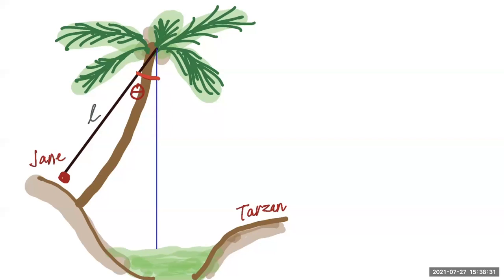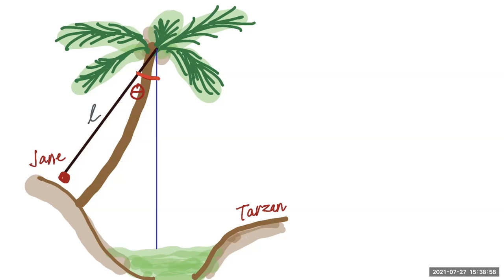Well, fortunately, she noticed there was a vine hanging down from the top of a coconut tree. The vine has length L. So she decides to take this vine and swing over to the other side so she doesn't have to swim in the river. Now the problem is, is the vine strong enough to support her weight? Well, fortunately, Jane knows enough physics to do this calculation.